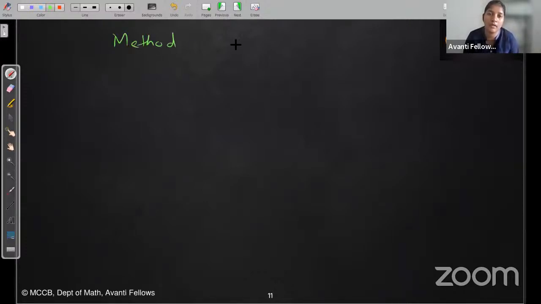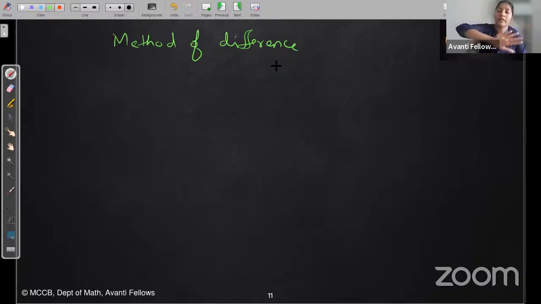Method of difference. When do we make use of method of difference? When our given series is neither solvable by AP, GP, AGP, or using summation. So if you are unable to solve a given series using any of these methods, you make use of method of difference, okay? In method of difference, what will we do? An Sn will be given to us. We'll write Sn as it is, with some terms here.